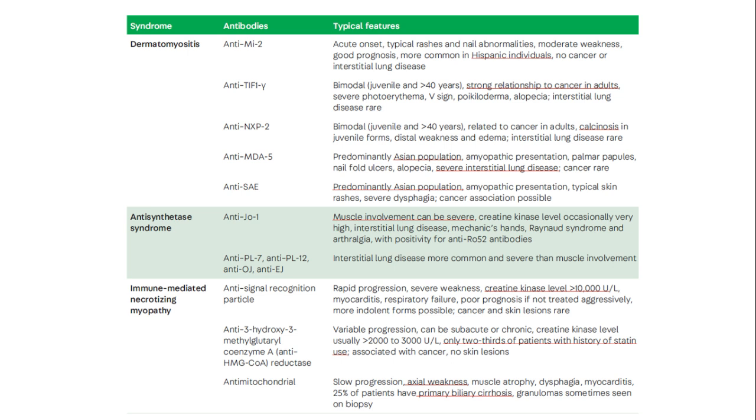HMG-CoA, this is the tagline, only 2/3 of the patients with a history of statin use. So even if there is no history of statin use, this could be a right exam question, okay, you still think about it. And antimitochondrial, again with the axial weakness and primary biliary cirrhosis.